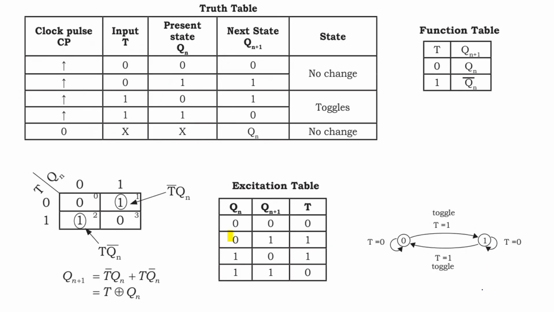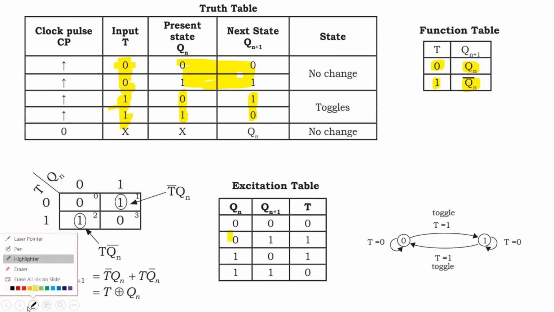Next I am going to explain how to find out the function table from the truth table. To find out the function table, from the truth table only, we can find out the function table. See here, T is equal to 0, 0, but next state equal to present state. There is no change in the present state. So how to write: 0, Qn. And next see here 1, 1, and here present state is 0, 1. The value is inverted here, toggles. So how to write: 1, Qn bar. So this is the way to write the function table.